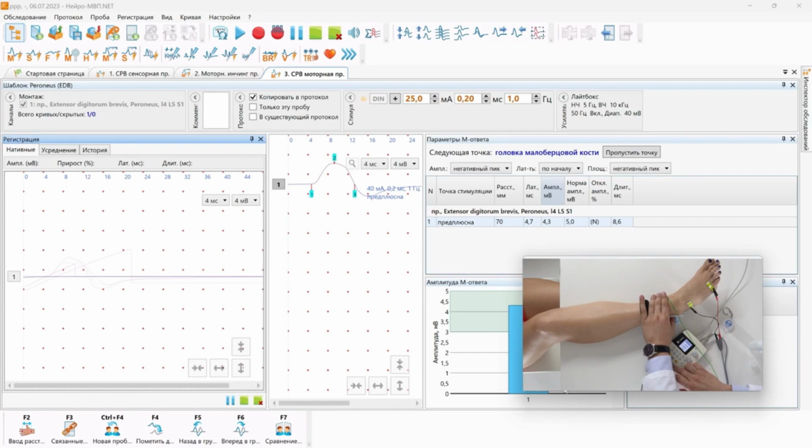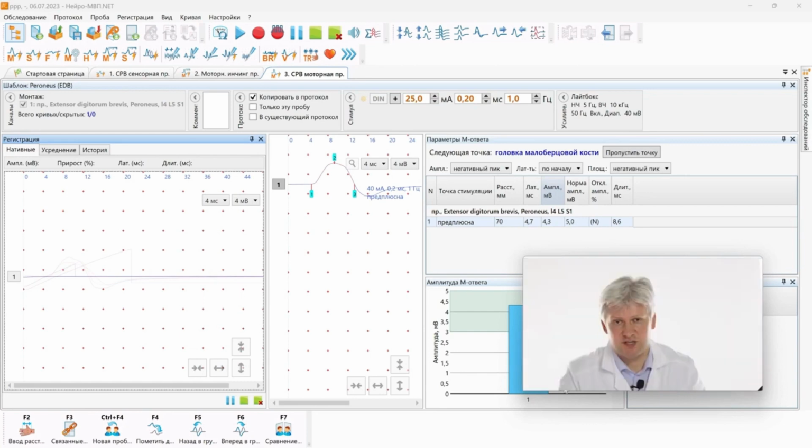In this case, I don't have an evoked response, which means that there is no anastomosis. It is not constant. It occurs in about a quarter of cases. It has no clinical significance. But the electrophysiological amplitude can be noticeably lower in patients with an anastomosis. Next, we move on to the second point of stimulation.